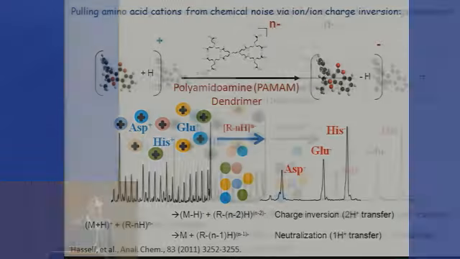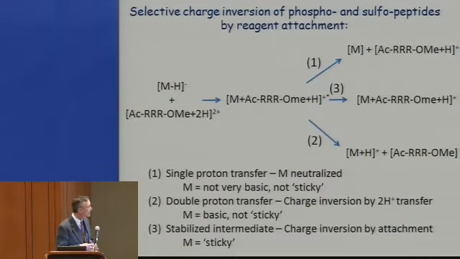Well, we're interested in expanding this further to look at phosphopeptides and sulfopeptides. Now these are all peptides, so all peptides are amphoteric. So how do we build in some discrimination to be able to screen for, say, phosphopeptides in a complex mixture?